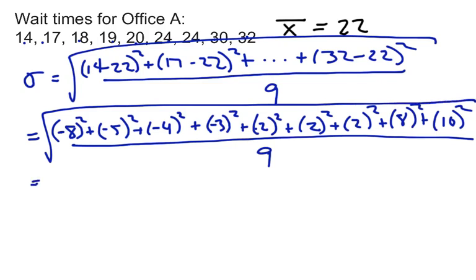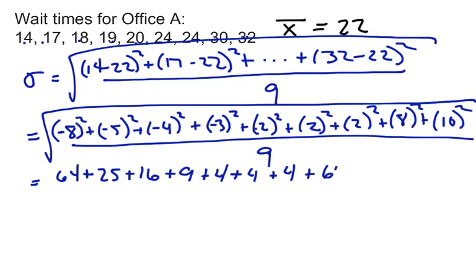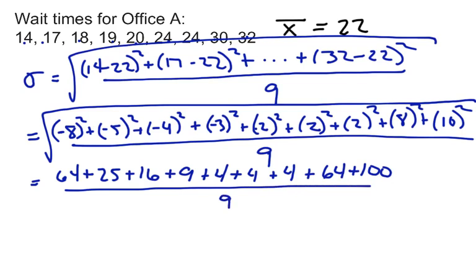Alright, a little bit more calculating. 64, just plug away at all these numbers. It does take a bit of work. The work isn't difficult, but it takes up space. All I'm doing is squaring each of these numbers here. 8 squared is 64, and 10 squared is 100. All over 9, and then we square root.